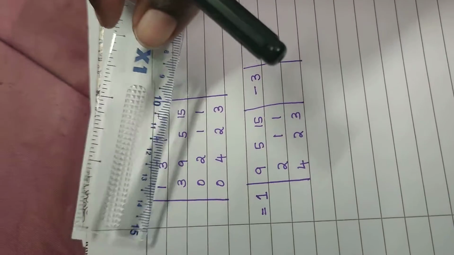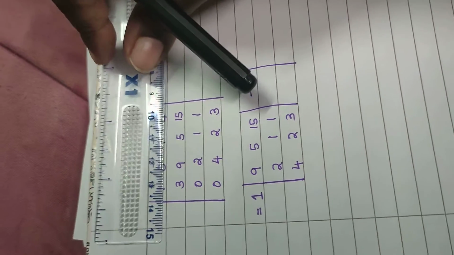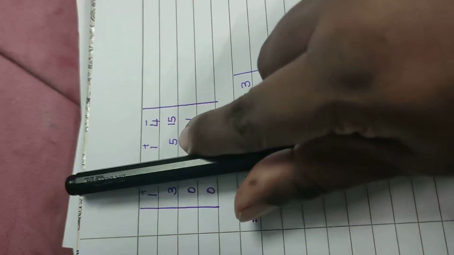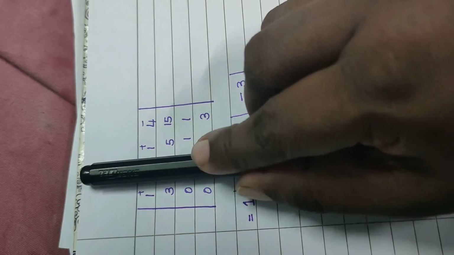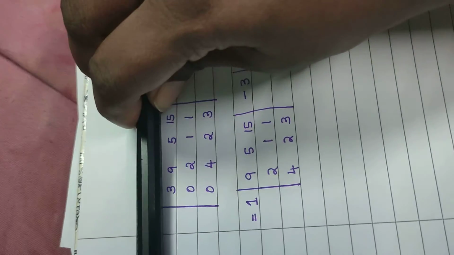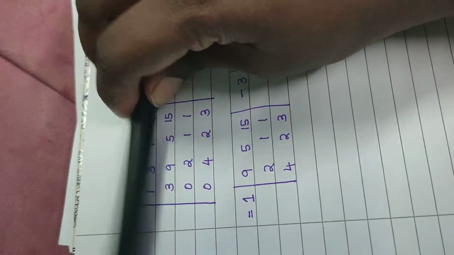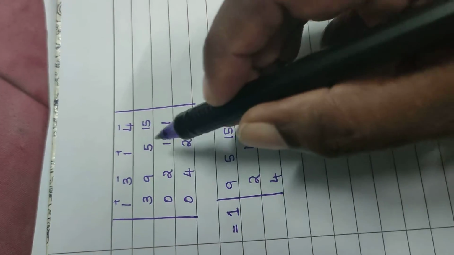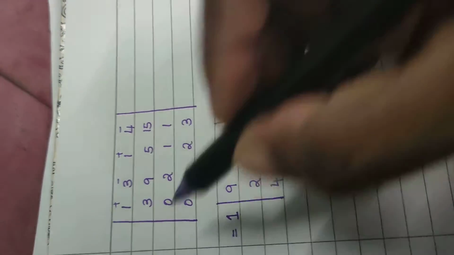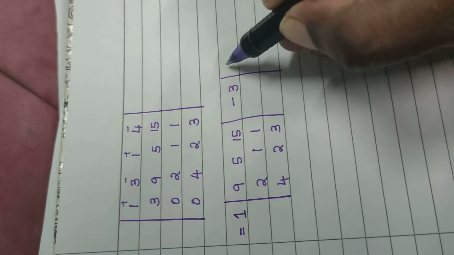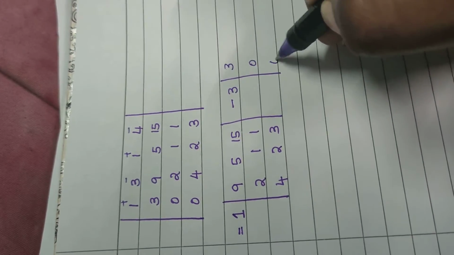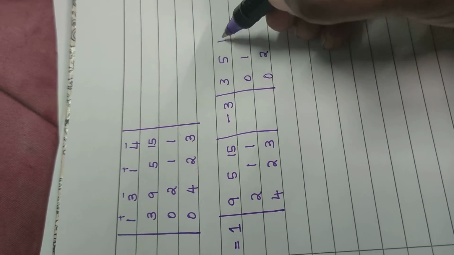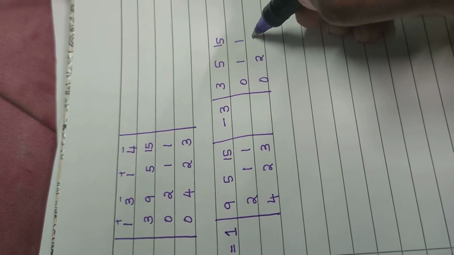Same method. You can either use a scale and do it, or you can use your brains and start thinking how it is done. So you have 3 in the second column, so you close the second column, and then of course the first row where 3 is. If you close it, you are left with this column and these two columns. So you have 3, 0, 0, 5, 1, 2, 15, 1, 3.